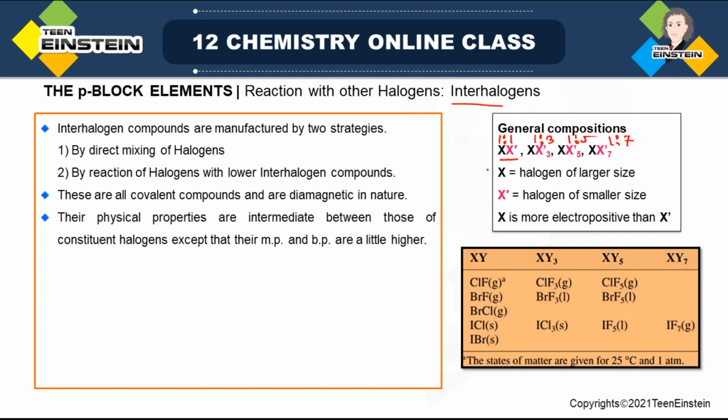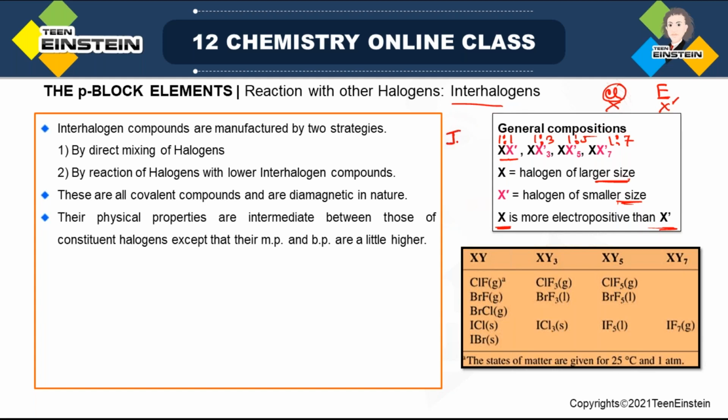Now remember here the black halogen, that is the halogen which is written in black color, that halogen is larger in size, and the pink one is smaller in size. So X is always more electropositive than X'. So for example, if we have one halogen Cl, another halogen fluorine, so here Cl will be X, fluorine will be X', and Cl will be considered as the central atom, and this is attached to fluorine.